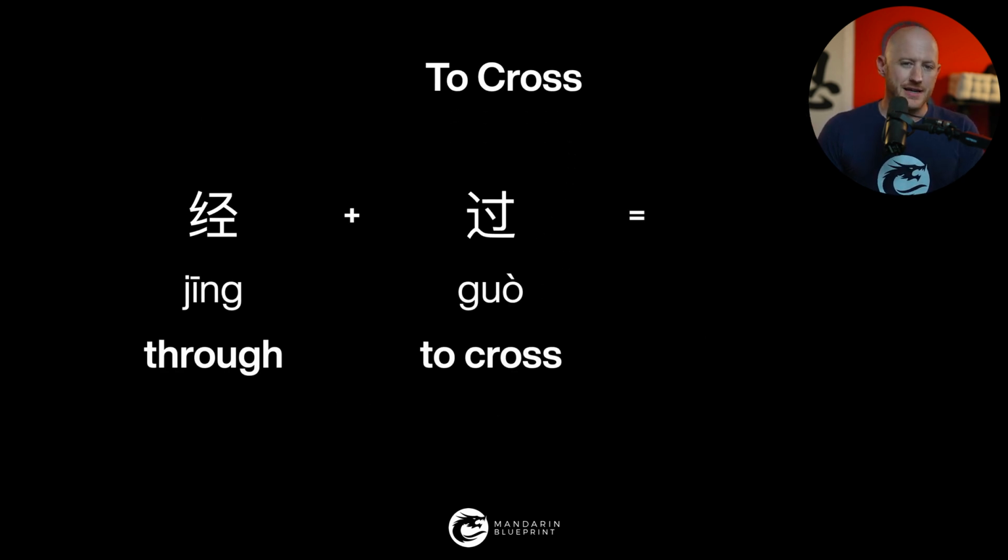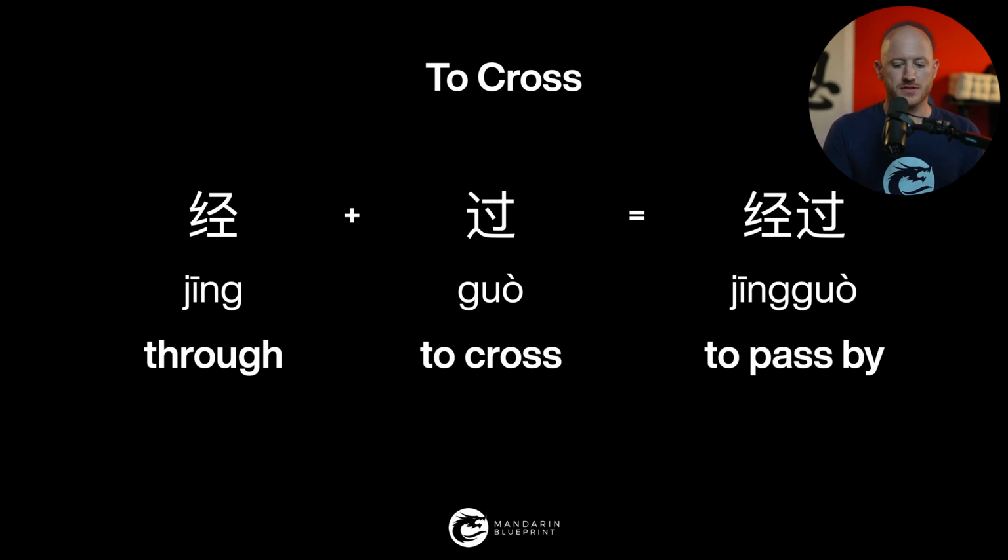Now this word, I like it. 经过. 经 means through. It actually has a bunch of meanings, but in this case it's through and 过 to cross. So 经过 means to pass by. And this is exactly the type of word where you really need to have an example sentence to understand how it functions. You can't just look at 经过's translation in the dictionary and know how to use it.